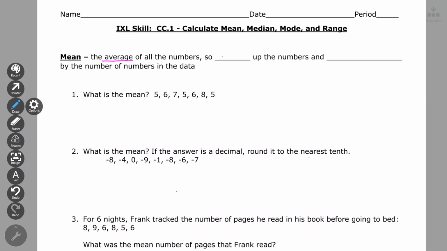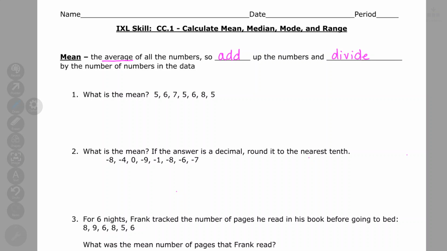Well, we add up the numbers and divide by the number of numbers in the data. So, number one, let's do one together. What is the mean? We have to start by adding up all the numbers. So, we want to add them together.